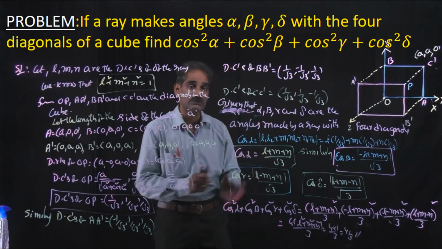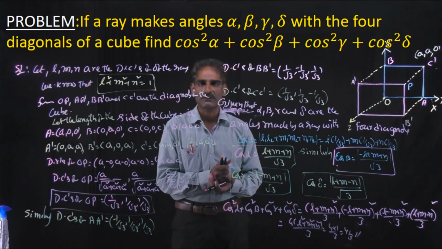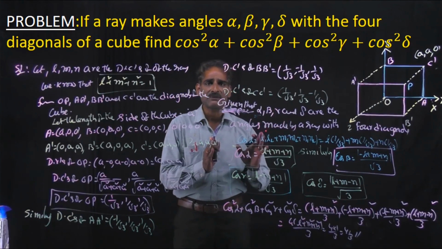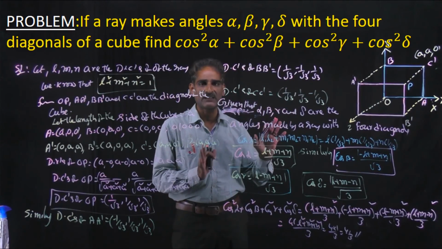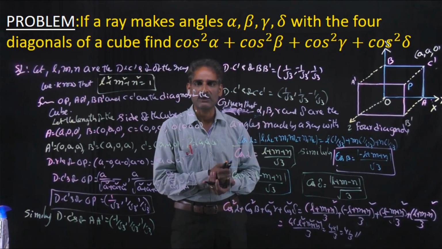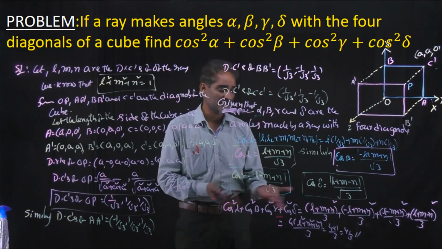This is the value of the sum of cos squares. We have to remember this value also for objective exams. Understand? Find the angles made by the ray with the four diagonals with the help of the cos formula, just squaring and adding. That's it.